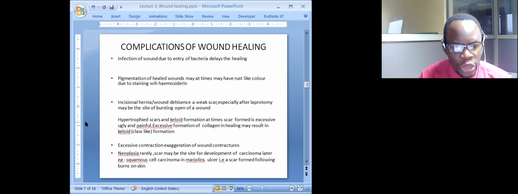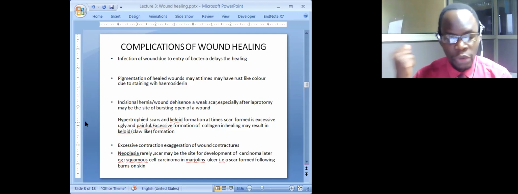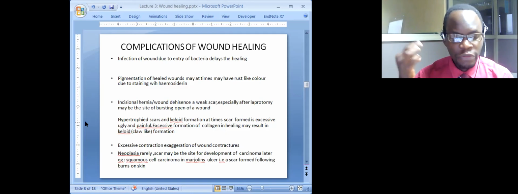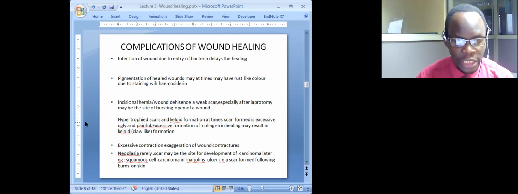All right. So the other thing is basically complications of wound healing. What might come as a result of wound healing? One of them is infection as a result of entry of bacteria. Then pigmentation of wounds that at times might have a rust color due to staining with hemosiderin. In other words, too much iron deposition in the wound can also delay its healing, and that is what we call hemosiderin deposition.